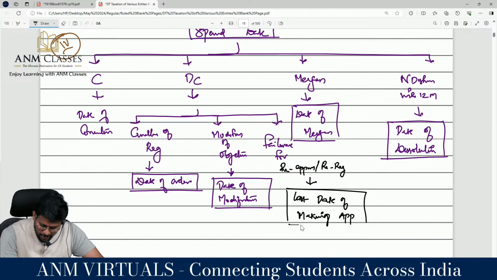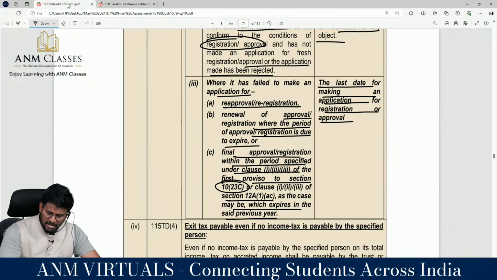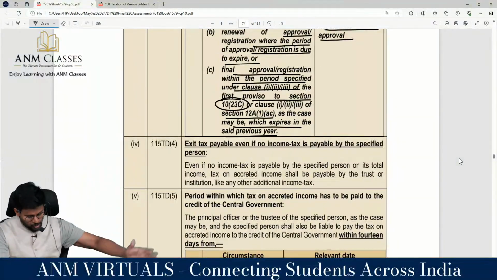Last date of making application. Clear? That's it. We are proceeding.